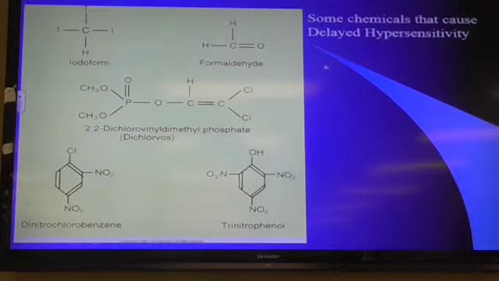Some chemicals, you don't have to remember, a lot of chemicals might cause type 4 hypersensitivity. Even some creams or sprays. You apply a new cream or deodorant, after 1 or 2 days you see those blisters or vesicles on the skin. That could be type 4 hypersensitivity.